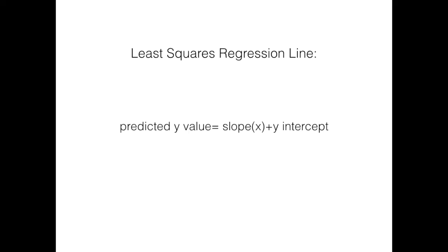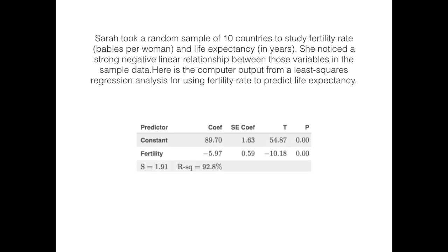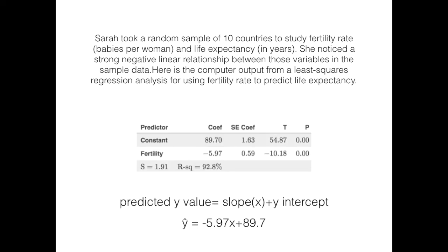Well, once you've interpreted the computer output, you can use it to make a least squares regression line. Your least squares regression line allows you to use values of the explanatory variable to predict values of the response variable. The format of the least squares regression line is the predicted y value is equal to the slope times x plus the y-intercept. In this case, your slope is negative 5.97 and your y-intercept is 89.70. So your least squares regression line would be y hat is equal to negative 5.97x plus 89.7.